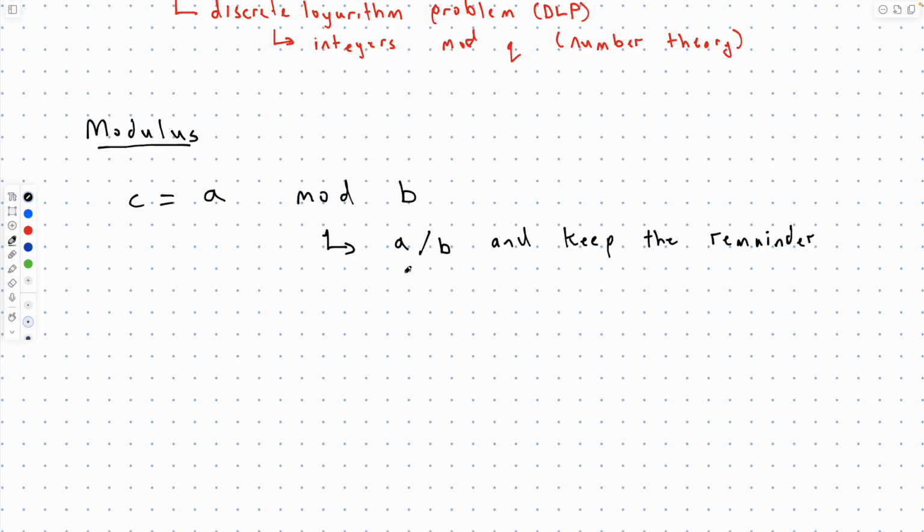Sometimes we divide it and we throw away the decimal. This is sort of the opposite. We divide it and we just keep the remainder. If you kept both, how many times it divides it, and you kept the remainder, then you've kept all the information that you need about it. So then you know the complete division of something.